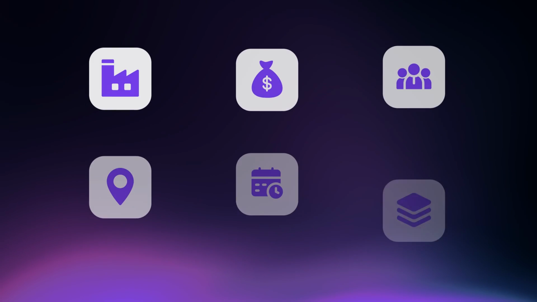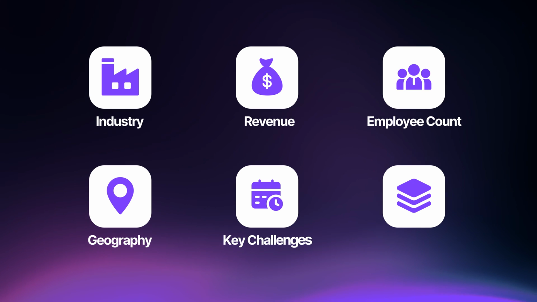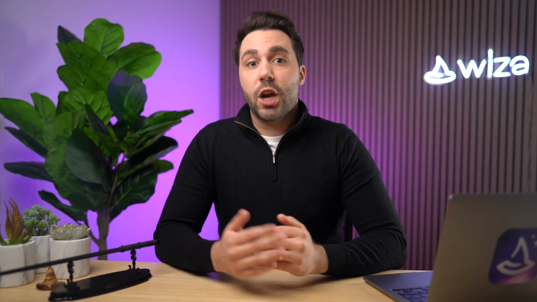The typical sales ICP would look something like this. Your ideal customer profile will look at largely quantitative aspects, such as their industry, revenue, employee count, geography, key challenges, and their tech stack, which of course is helpful if you're selling software, but that could be anything else related to your business. You're gonna use this to identify which companies to go after.